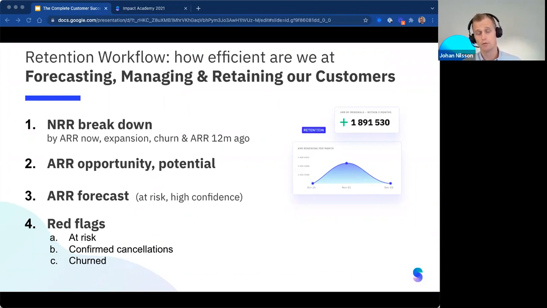We should also be in customer success aware of what the forecast on our portfolio or on the total ARR is going to look like right now, taking into account risk customers, but also customers that we know and have high confidence will renew. So red flags here: at risk customers, of course, confirmed cancellations, churned customers. These are, of course, things we want to have on the red flag dashboard or report.